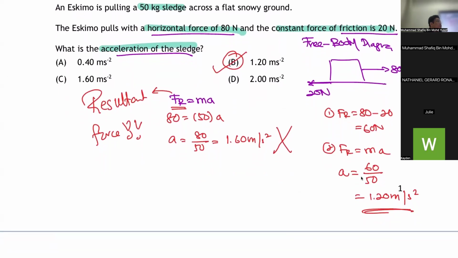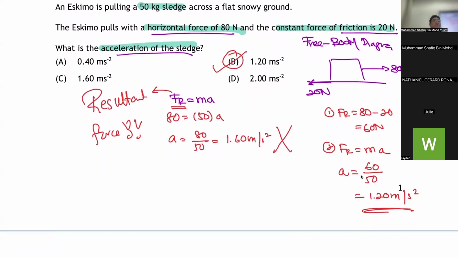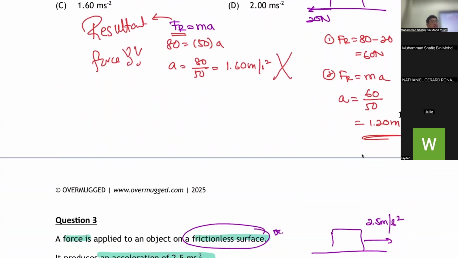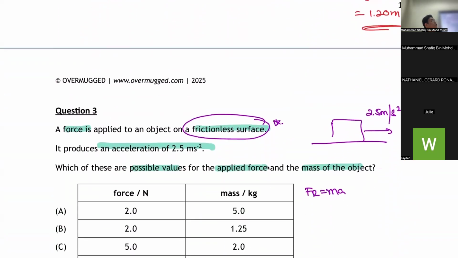Okay, Ken? Any question about question 2? Anyone? Clarification? No? Okay, I move on. If it's too fast, let me know. Okay, now question number 3.